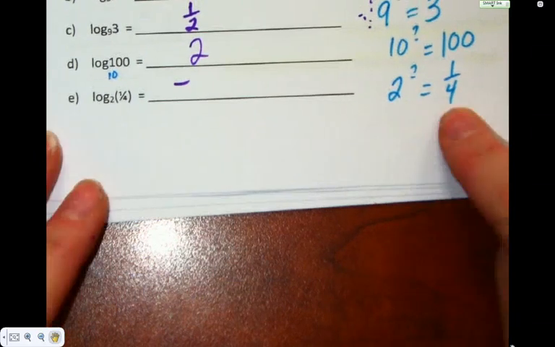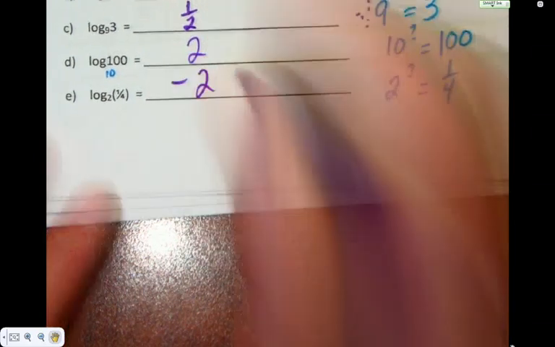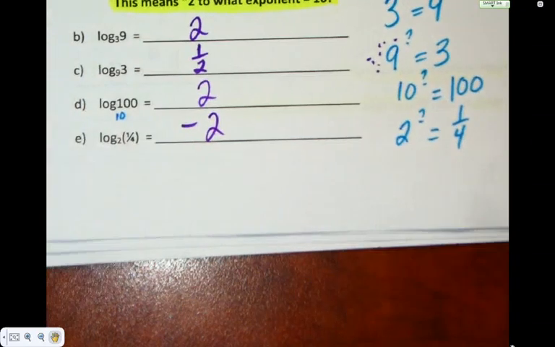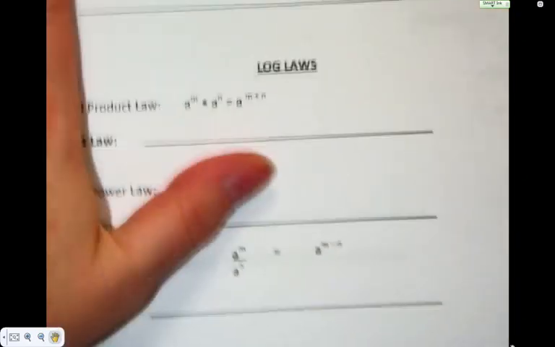Well, what turns 2 into 4? Negative 2. There's all the possibilities. It's going to be a whole number, a fraction, or a negative. How are we feeling so far? Whew. Let's put a lot of this together.